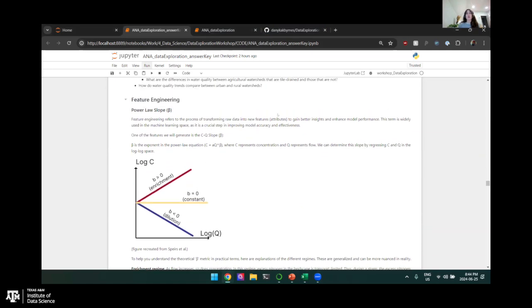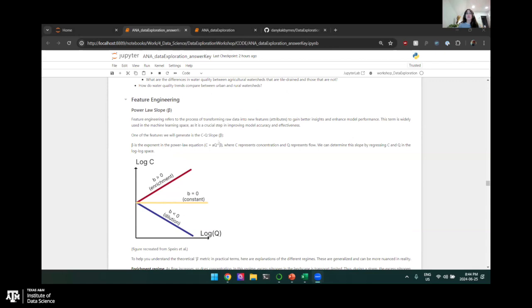Okay, so part of it, and I talked about this briefly in the presentation, is feature engineering, where you take your existing data and calculate new things from it to create new features or new relationships, and then you could explore using that parameter. So in this case, we're going to use the power law slope. This is a very common metric in CQ relationship analysis.